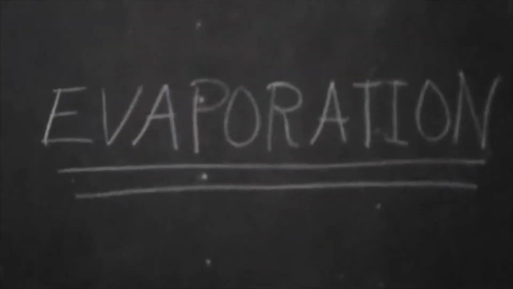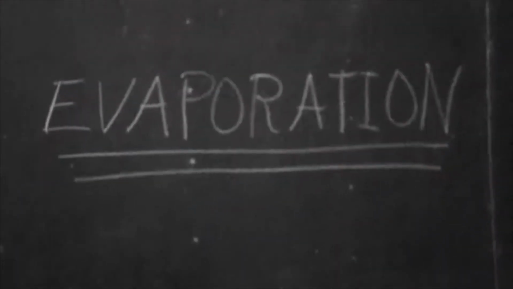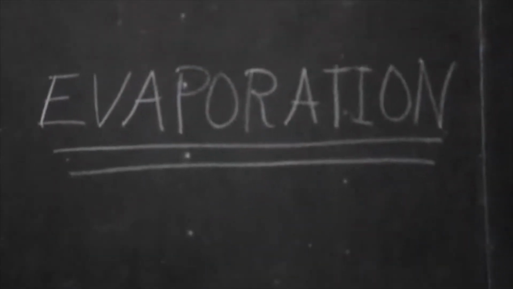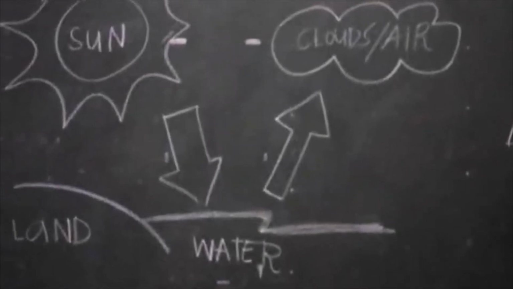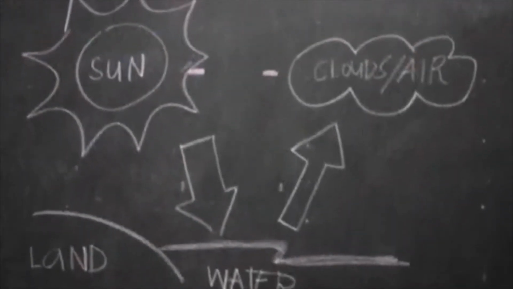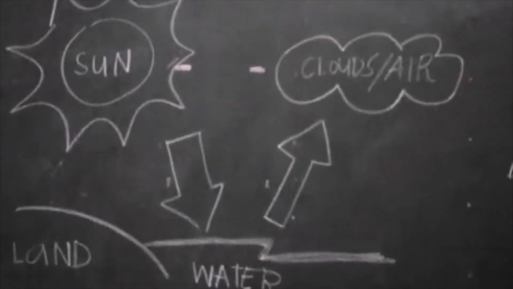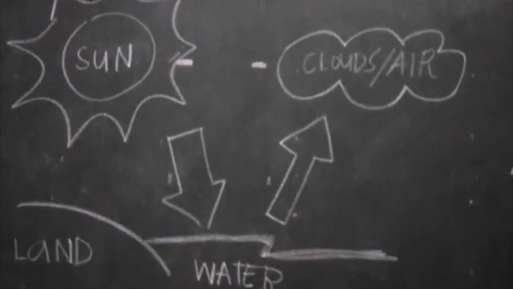The first part of the water cycle is evaporation. The process of evaporation occurs when the sun heats up the water in the ocean and turns it into vapor or steam. This water vapor or steam leaves the ocean and goes into the air. The sun here acts as a heat source, which causes the water to heat up and then vaporize.